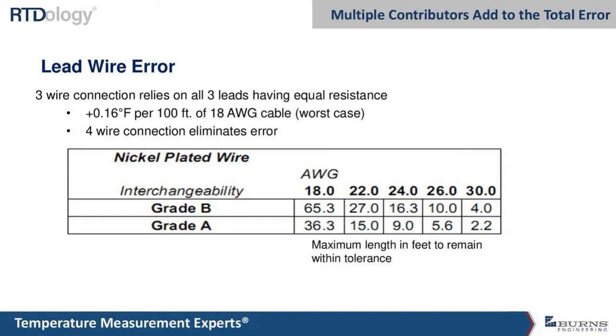But if you're adding your own 3-conductor lead wire onto a temperature probe, you do need to be aware of this error, and the manufacturer can typically help you out and make an estimation of what that might be.